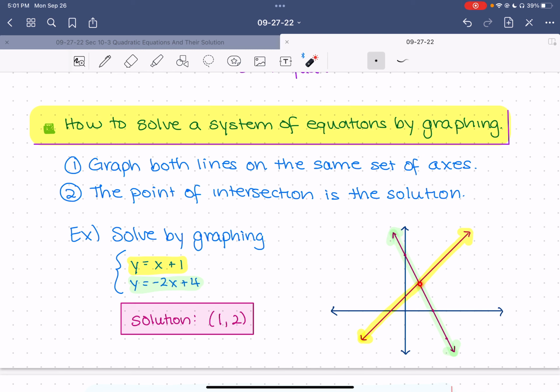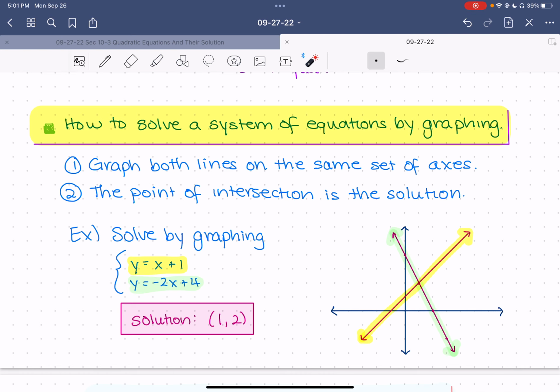They intersect right there at the point 1, 2, so that is the solution to the system. And this is easy enough to do a quick mental check. If x is 1 and y is 2, does 2 equal 1 plus 1? Why, yes, it does. If I let x equal 1, -2 plus 4 is +2, which is the value of y. Yeah, that works.